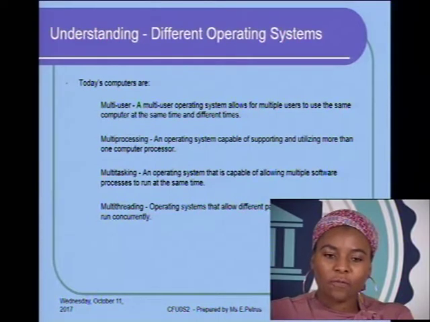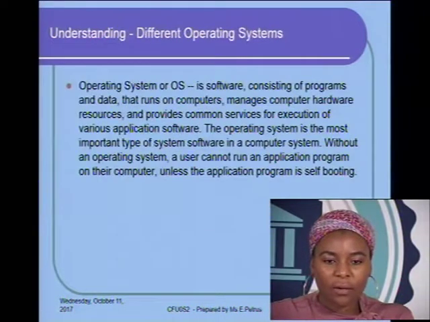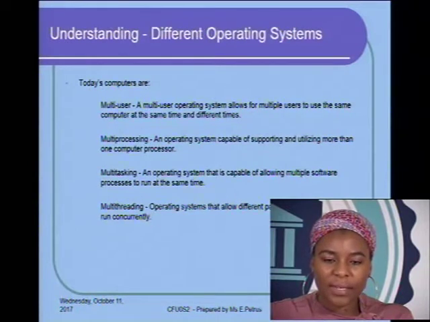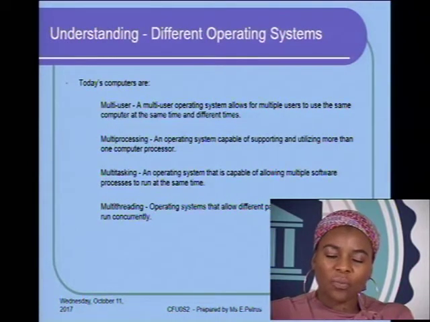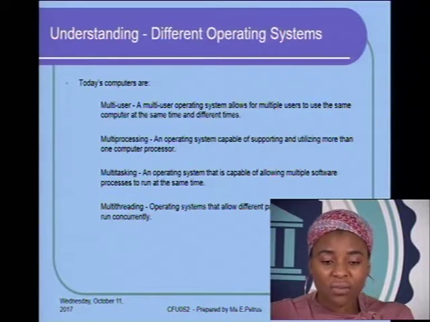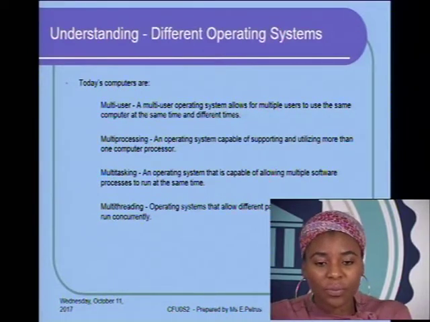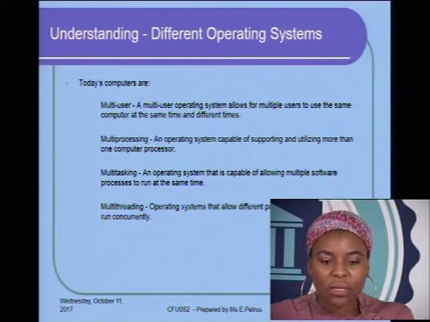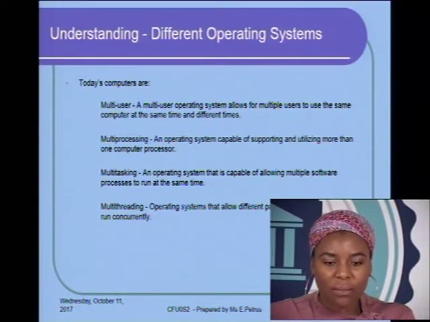So now talking of today's computers, we look at different types of operating systems. Computers are made up of multi-users. How many people use computers? We have what we call multi-users, multi-processing, multitasking, and multi-threading. That's what today's computers deal with. What are we talking about when we're talking about multi-users? A multi-user operating system allows multiple users to use the same computer at the same time or at different times.